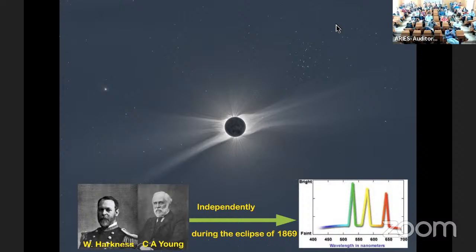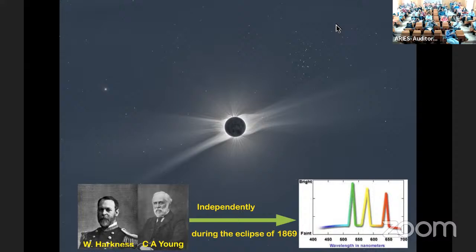So during one of the eclipses in 1869 or so, these two scientists, Harkness and Young, wanted to study the property of the gas they were observing in the corona. And to study the property of any kind of gas, all you do is spectroscopy. So they wanted to do spectroscopy, and they started to observe one of these lines, a green line.